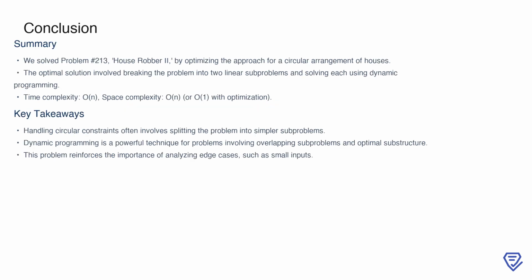Today, we tackled problem number 213, House Robber 2, and learned how to handle circular constraints in dynamic programming problems. We discussed the significance of breaking the problem into subproblems, optimizing for time and space, and considering edge cases.